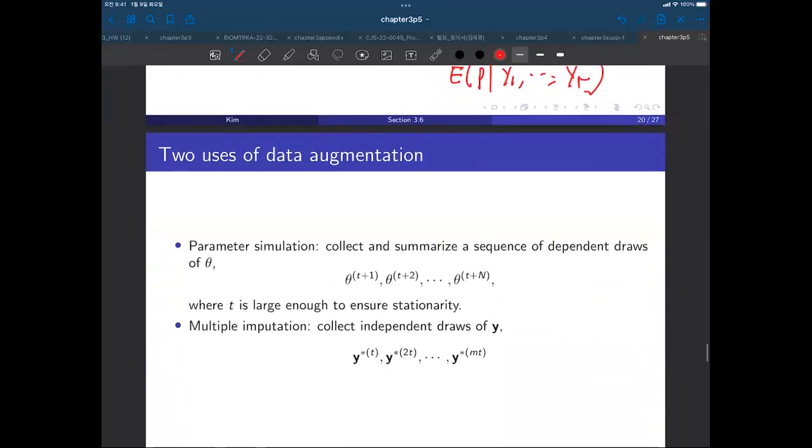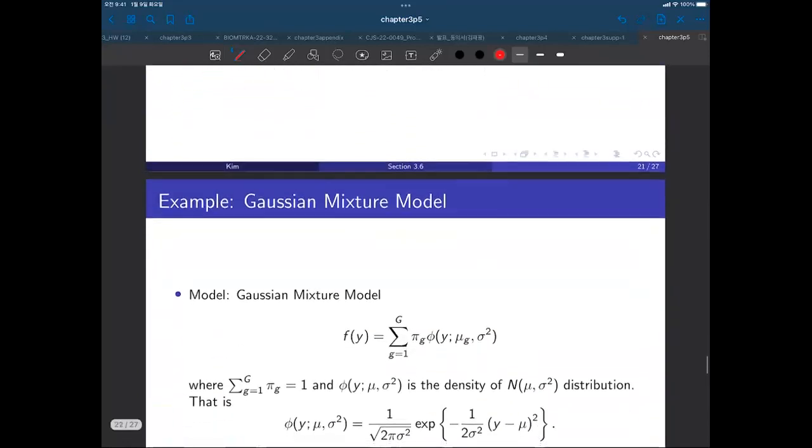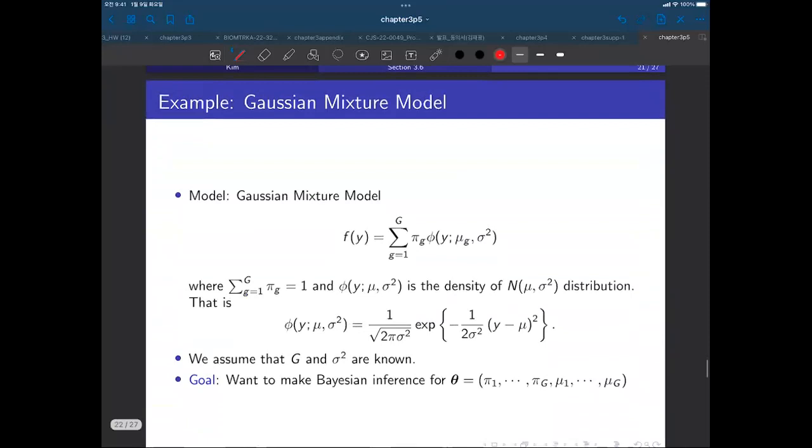So I think that's it. I already covered the parameter simulation and multiple imputation. I have one more example, but I will maybe do it next class.